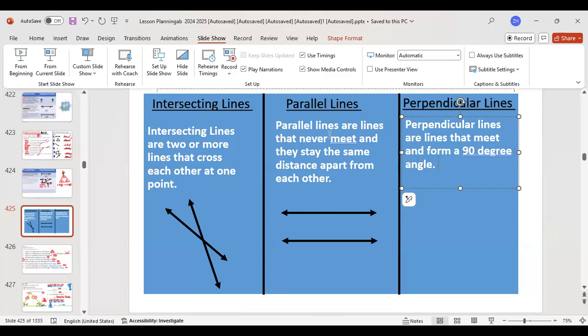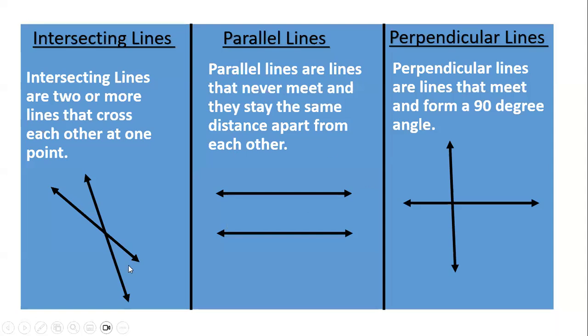So first, these are intersecting lines. Perpendicular lines are intersecting lines, right? That's very important. But the difference is they must form a 90-degree angle. The giveaway is that you have to be able to see the 90-degree angle. A 90-degree angle is basically like this. The box indicates 90 degrees.